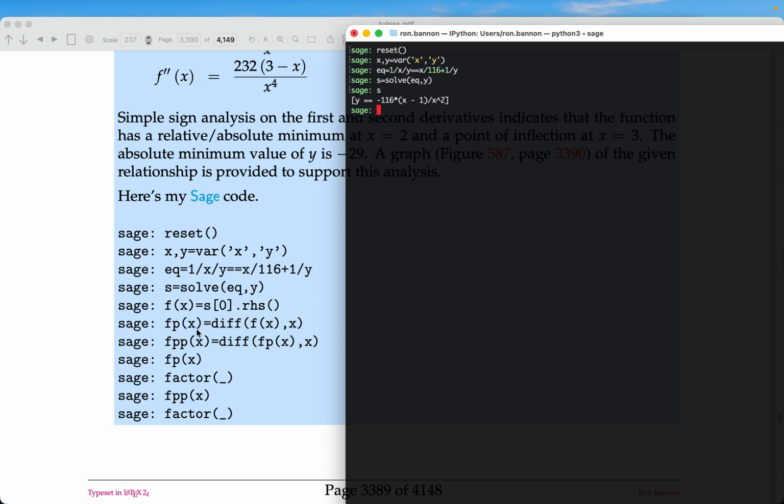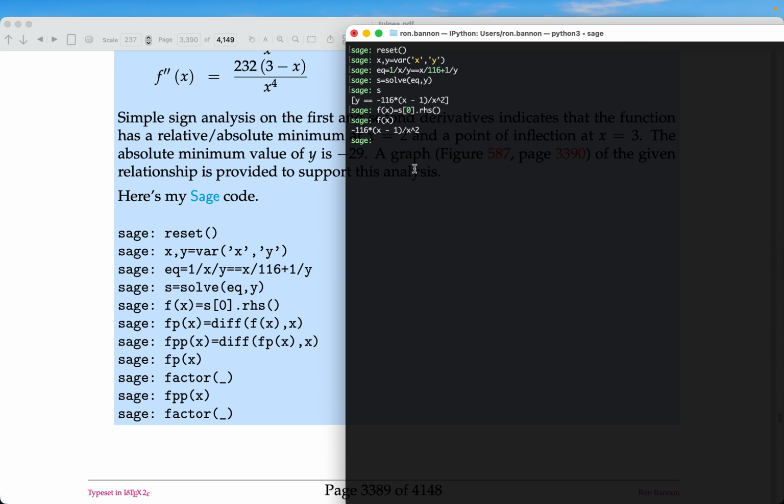Now what I'm going to do is f of x, and I'll explain this as we're going through that. I'm going to access what S is, but I want this entry over here. And Sage starts counting at 0, but I don't want the y in it. So what I'm going to type in is I want the right-hand side of that. Right-hand side, RHS. It's a function call. And I'm going to display f of x for you now. And f of x is minus 116, x minus 1, divided by x squared, right there.